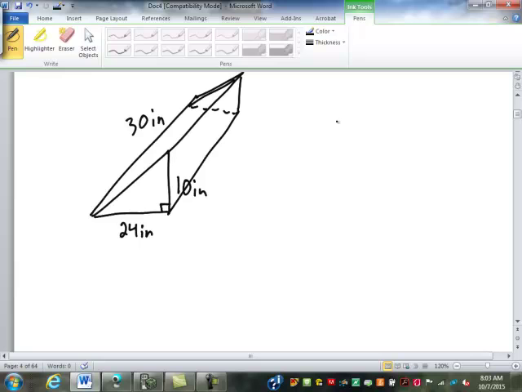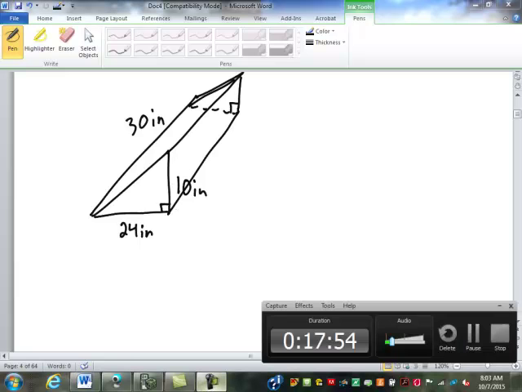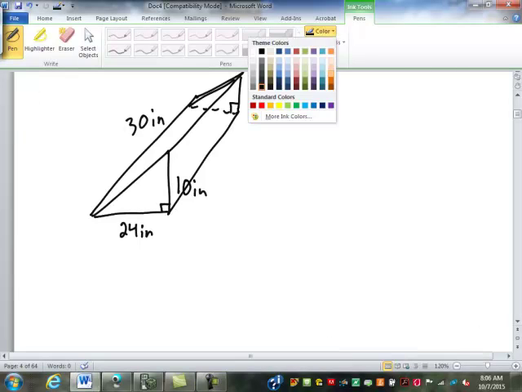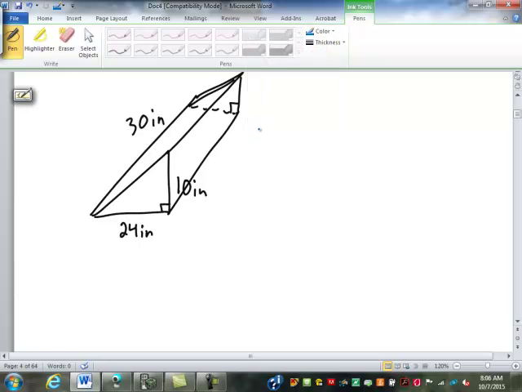Find volume, lateral area, and surface area. I'll give you a couple minutes. First of all, what's going to be the base of this?